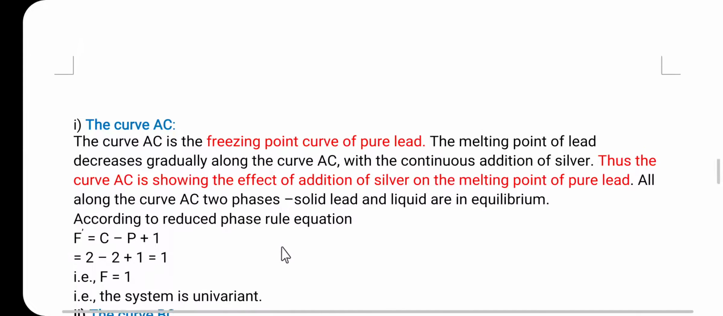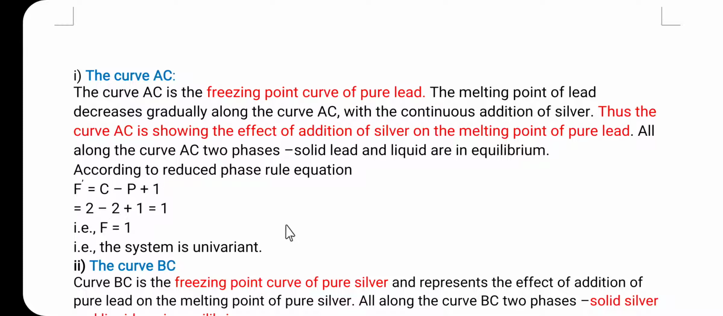So let us consider the description. Once again, the diagram consists of the curves, areas and eutectic point. The curve AC is the freezing point curve of pure lead. The melting point of lead decreases gradually along the curve AC with the continuous addition of silver. Thus the curve AC shows the effect of addition of silver on the melting point of pure lead. All along the curve AC, two phases, solid lead and liquid, are in equilibrium.